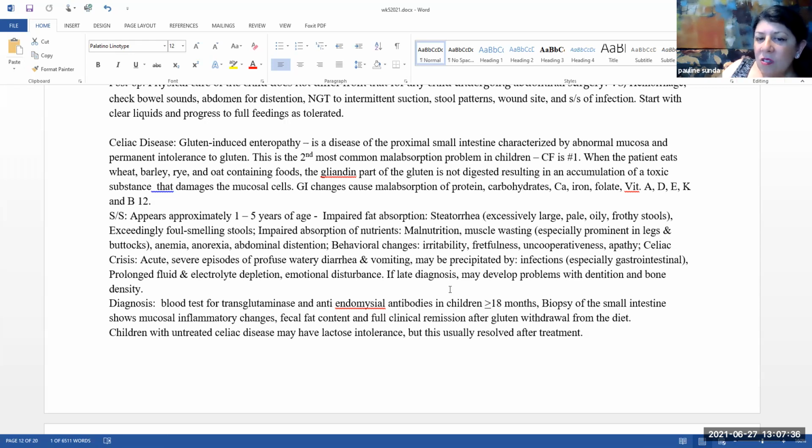If this is diagnosed late, they may develop problems with dentition and bone density. Remember, we said that this can cause a malabsorption of the calcium as well as vitamin D, and these are all very important in terms of bone development.